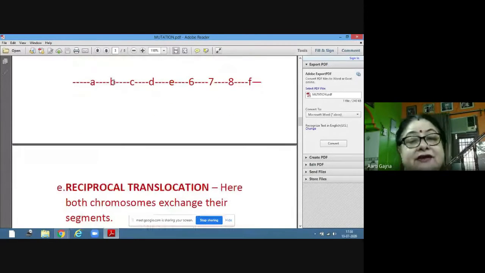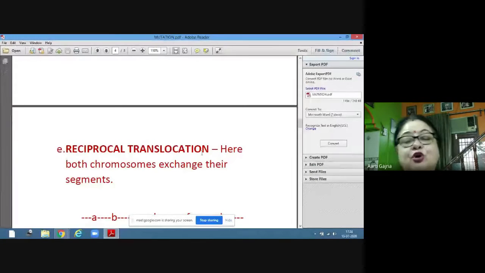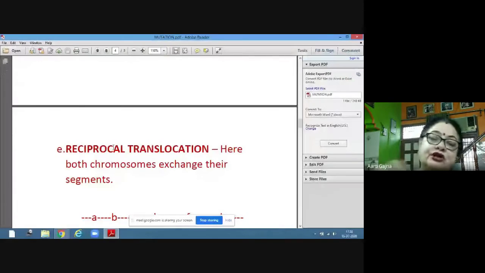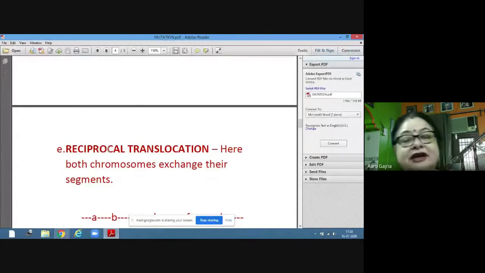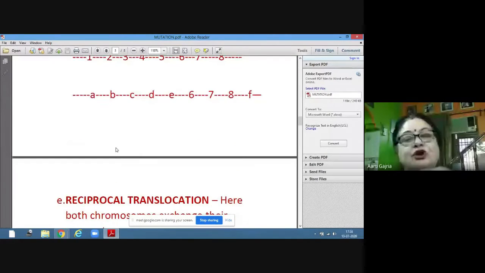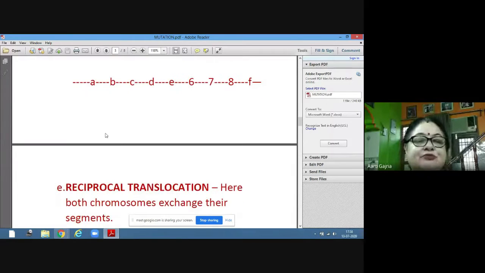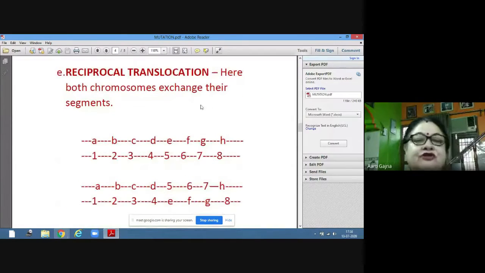There is another translocation which is called reciprocal translocation. In reciprocal translocation, both chromosomes are exchanging their segments. So here there is change in both. One segment is coming from one to another, and similarly another segment is coming from the second one to the previous one. So this is reciprocal translocation.